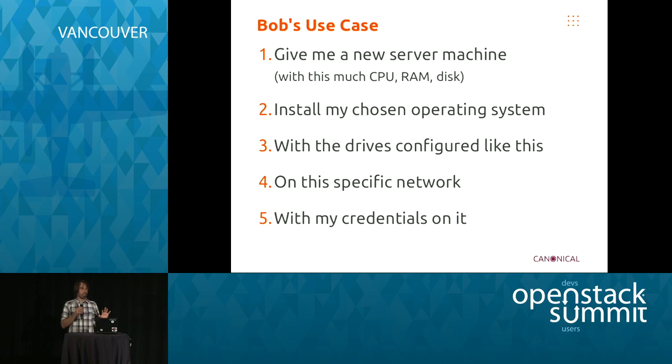He'll specify how he wants the drives configured, if there's caching, if he needs LVM or RAID, because that's important for durability reasons or not, and on a specific network, because he wants to be on the DMZ or inside the QA lab, so he needs to specify where it is, with his credentials on it. So basically something which, once it's provisioned, the user can come and access it and start using it. So Bob's use case is fairly straightforward.